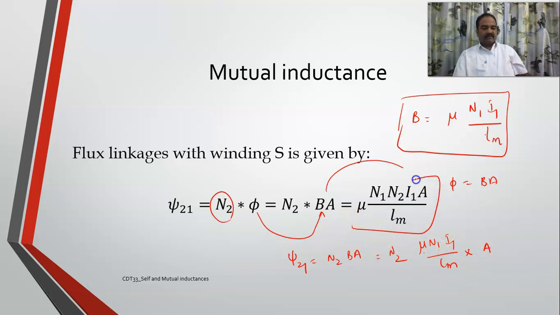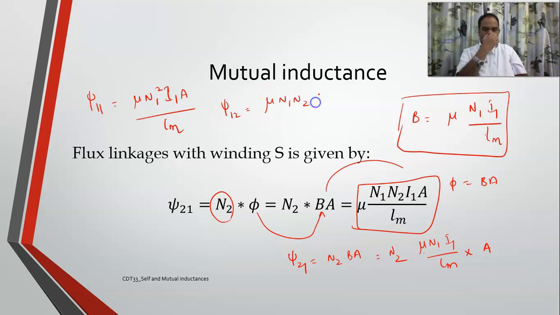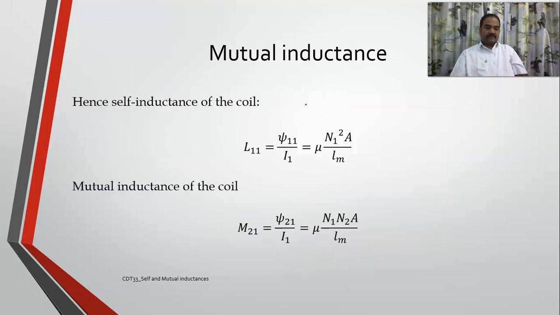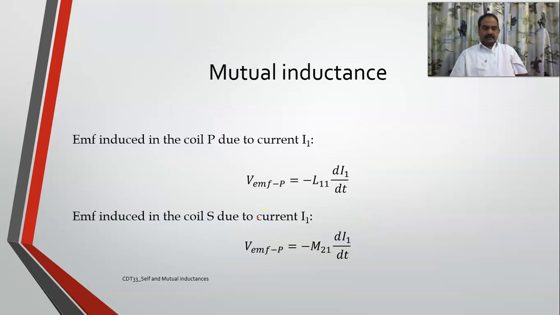This is the expression for mutual inductance. See what is the difference between these two. In phi 1 1 you have got mu N1 square I1 A by Lm, whereas in phi 1 2 you have got mu N1 into I1 A by Lm, isn't it? So this is the equation for self-inductance, and this is the equation for mutual inductance of the second coil with respect to the first one. Okay.